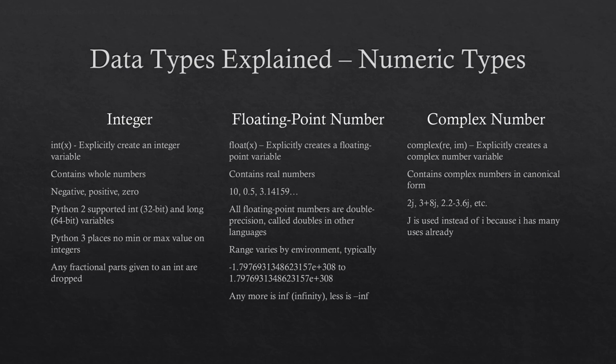Python 2, which we do not use in this class, had integer variables with different sizes. You had your regular integers that were 32 bits long and longs that were 64 bits long. We're using Python 3, which does not place a strict limit on integer length. So you can make your integers as big or as small as you want them to be. Any fractional parts, if you try to take an int and give it a value of 3.5, that's just going to give you a 3.